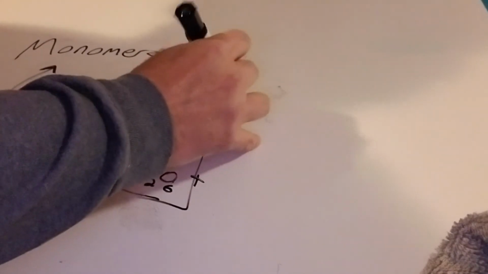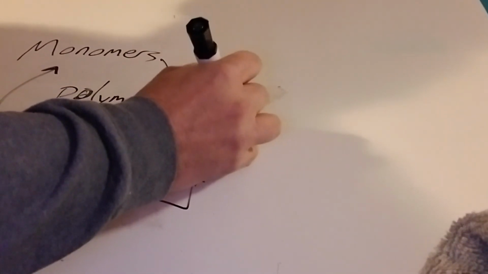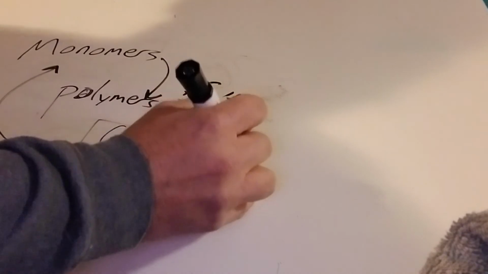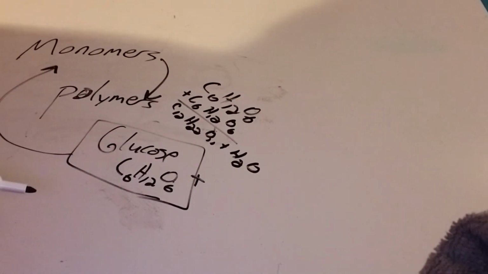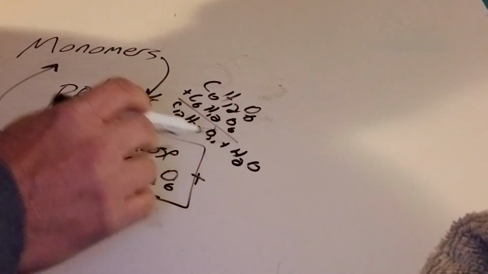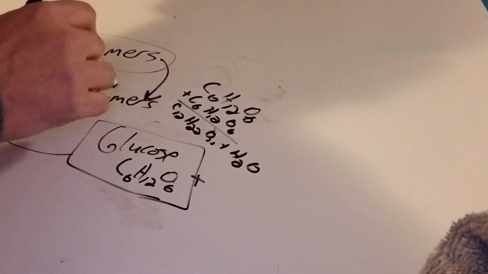We took C6H12O6, and we added it to C6H12O6, and we produced C12H22O11 plus an H2O. Remember correctly, that was dehydration synthesis, because we were creating a water molecule, but we were making a polymer. Two monomers become a polymer.